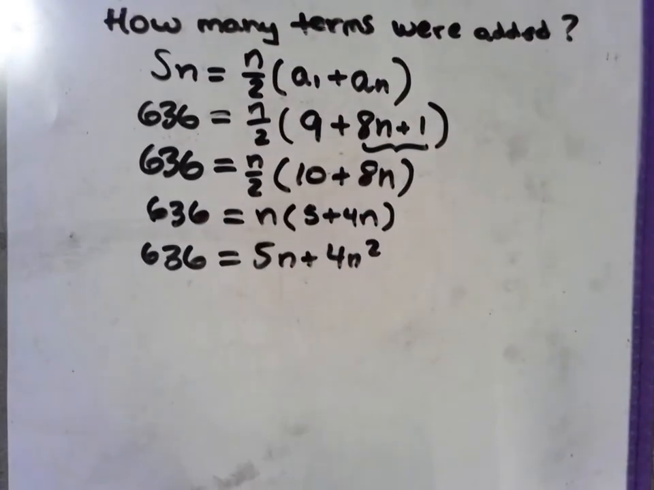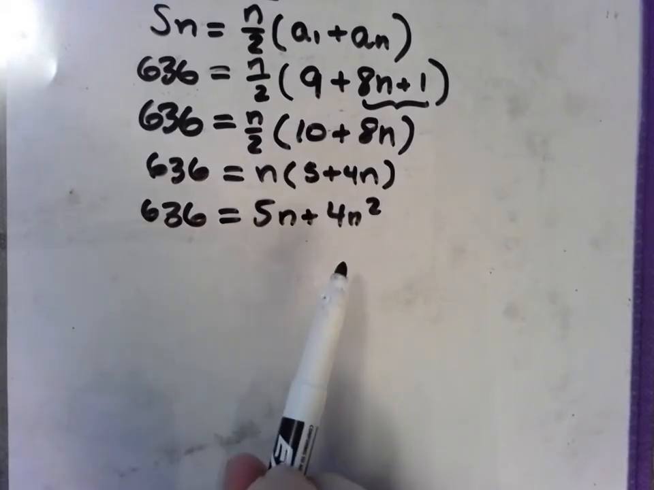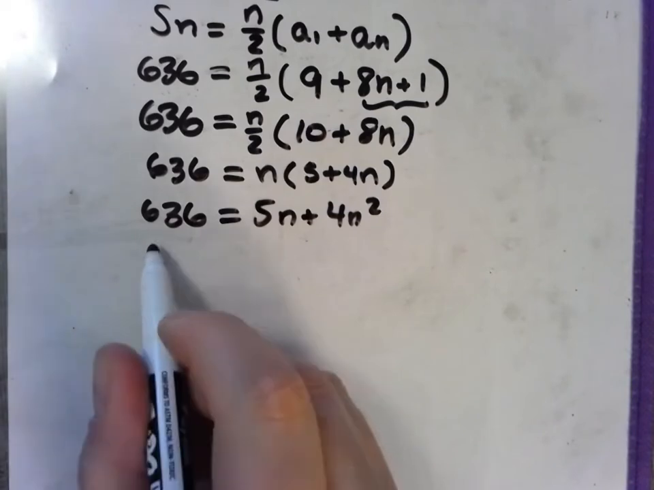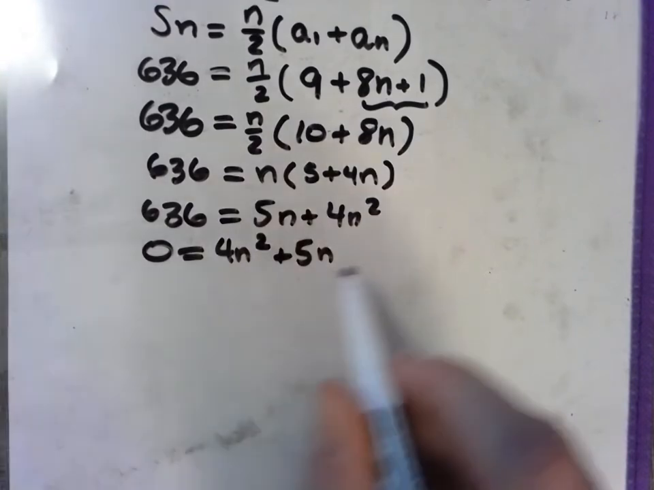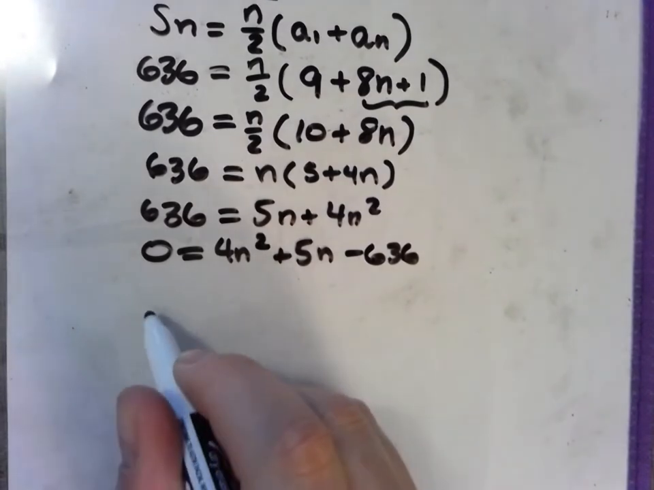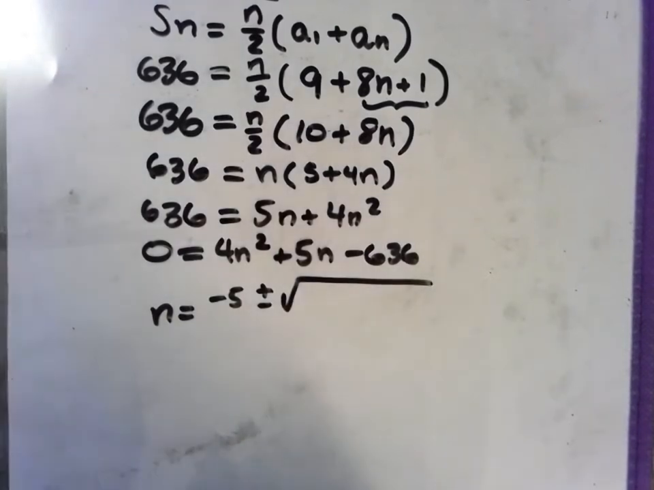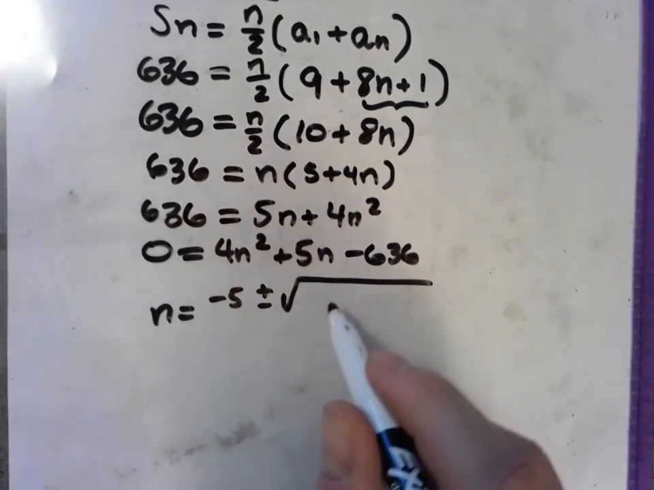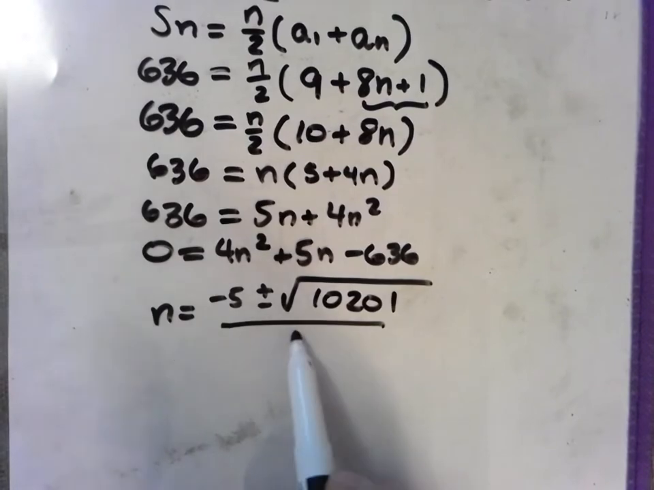We could try to factor it or use the quadratic formula, but only if this equation is in standard form. I'm going to bring all of my terms to the right, because I always want my leading coefficient to be positive. The two terms on the right don't change their signs, but the term on the left, when I bring it over, will change its sign. Let's use our quadratic formula. n equals the opposite of b plus or minus the square root of b squared minus 4ac. So what's 5 squared minus 4 times negative 636? Of course, that's 10,201, all divided by 2 times a, which is 8.